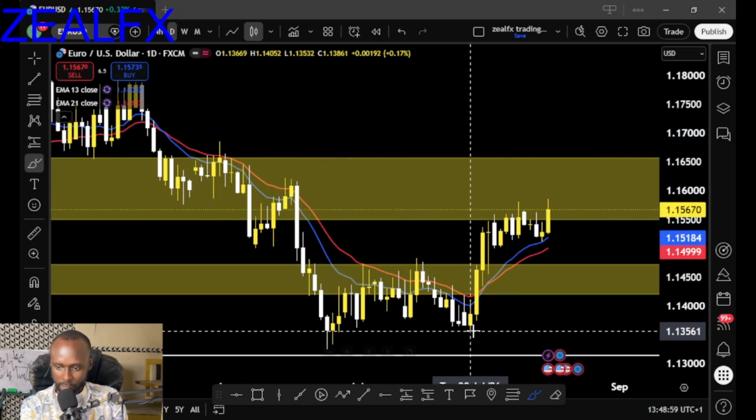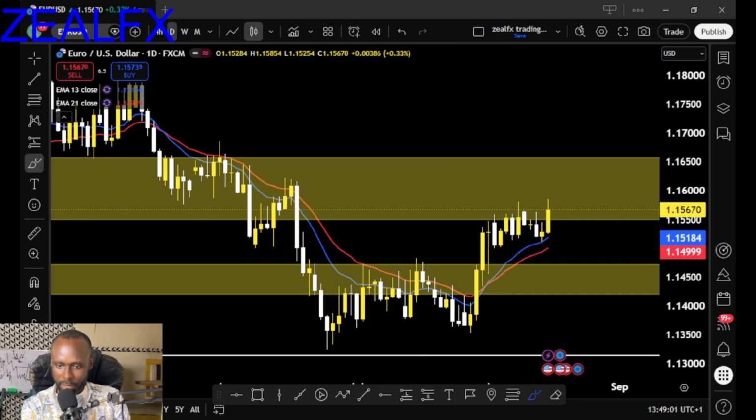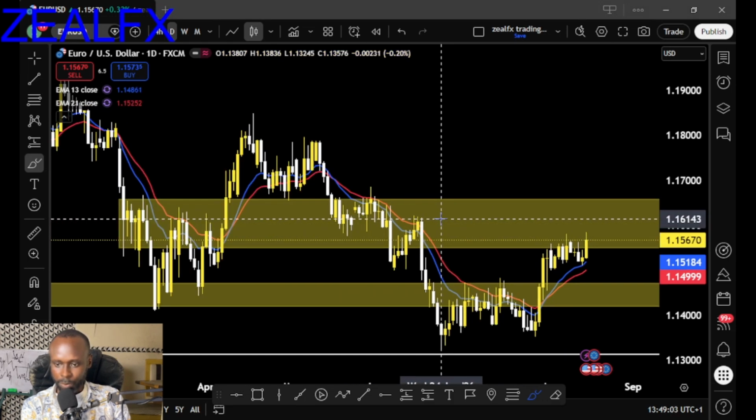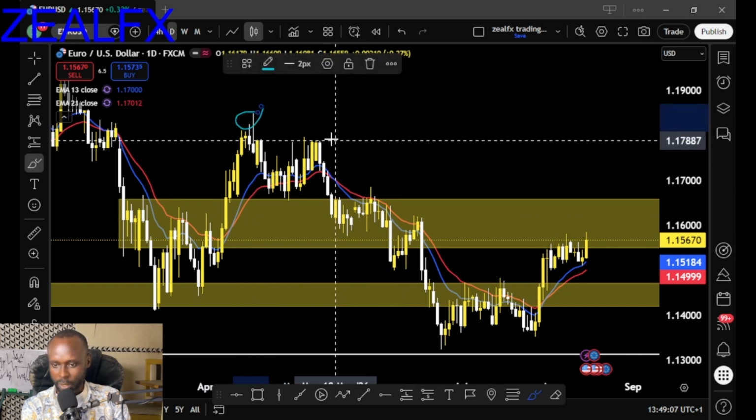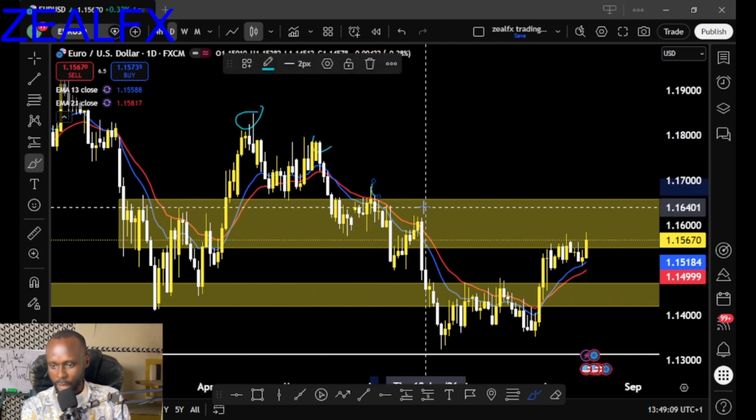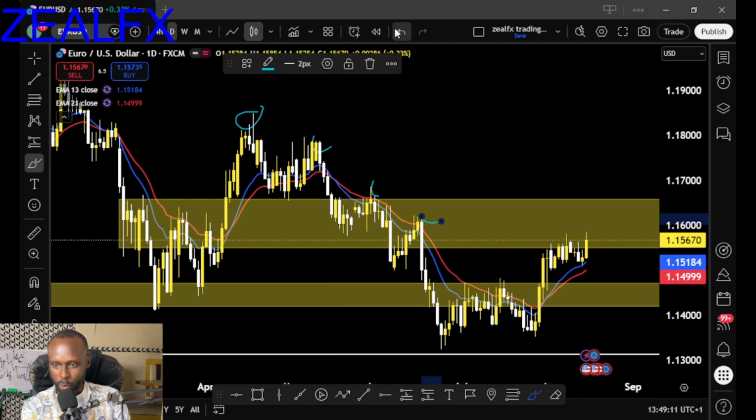So on the daily time frame, we can clearly see that we still have bearish structure, which is the major structure. You can see we have this higher high and lower high, then lower high, then lower high, which is the major bearish structure for the Euro USD.